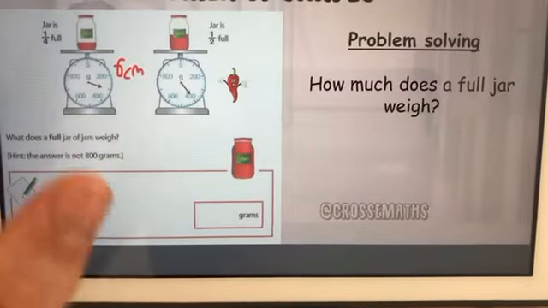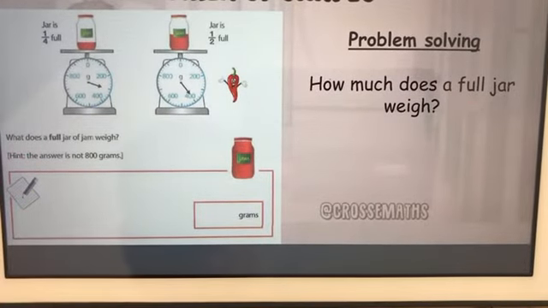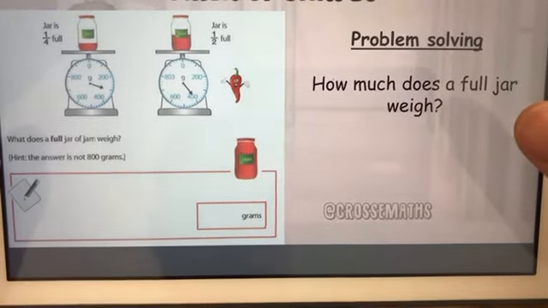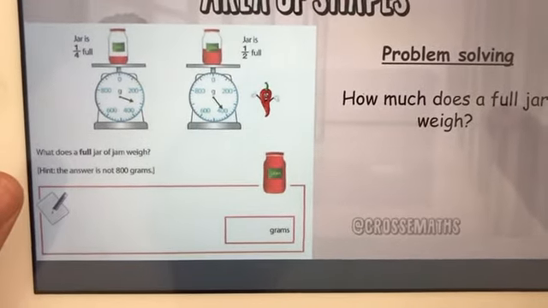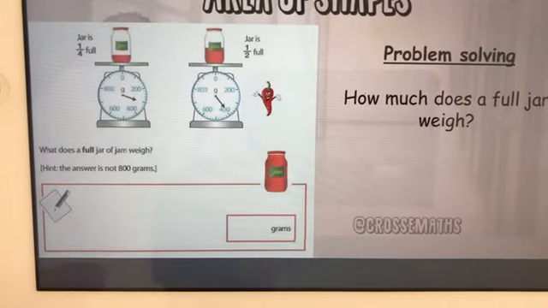Right, as normal, we've got a little bit of problem solving thrown in. What does a full jar of jam weigh? All of the information is there for you. It is kind of a trick question, all of these ones are. I'm going to give you just over 2 minutes to see if you can get this worked out. How much does a full jar of jam weigh? It's not 800 grams.